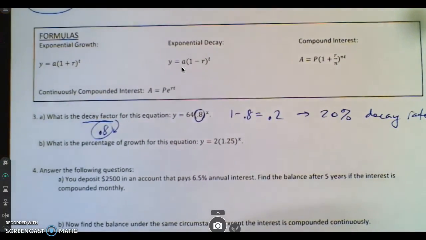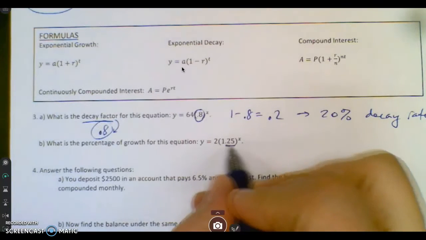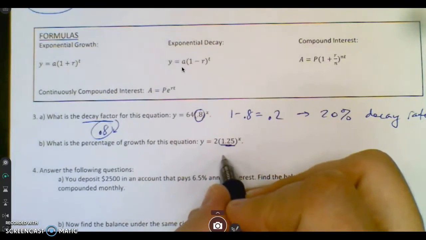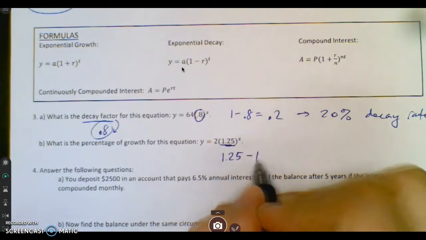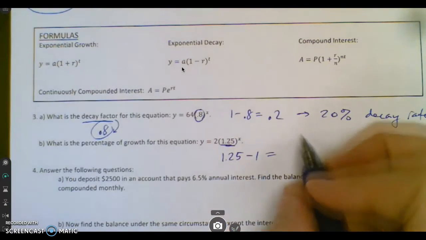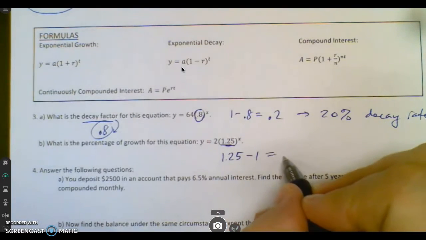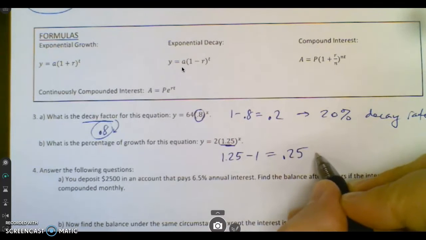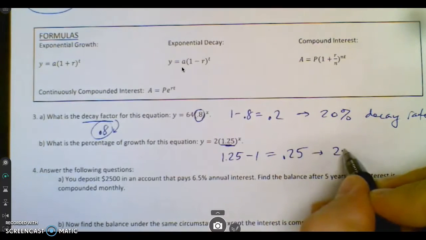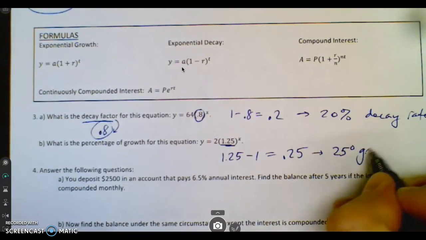What's the percentage growth of this guy? So here, you look inside here at the growth factor, and you take away 1, just like we did up above. We took it away from 1, and you get 0.25, which goes to 25% growth rate.